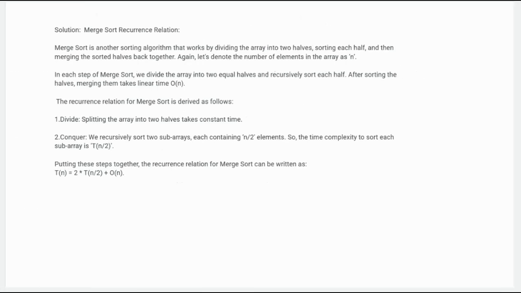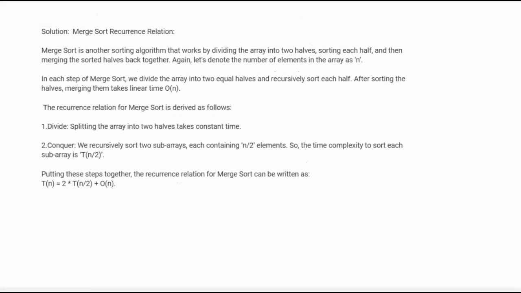So moving on to the next one, we have merge sort. What is merge sort? Merge sort is another sorting algorithm that works by dividing the array into two halves, sorting each half, and then merging the sorted halves back together. Again, let's denote the number of elements as n. Now, in the steps of merge sort, we divide the array into two equal halves and recursively sort each half. After sorting the halves, we merge them together in O of n time. The recurrence relation for merge sort is derived as follows.